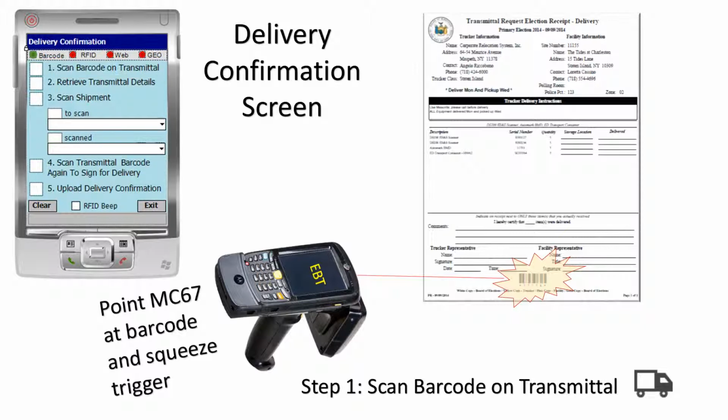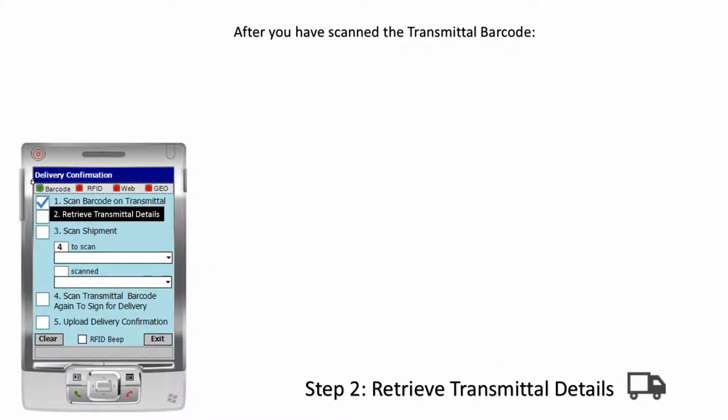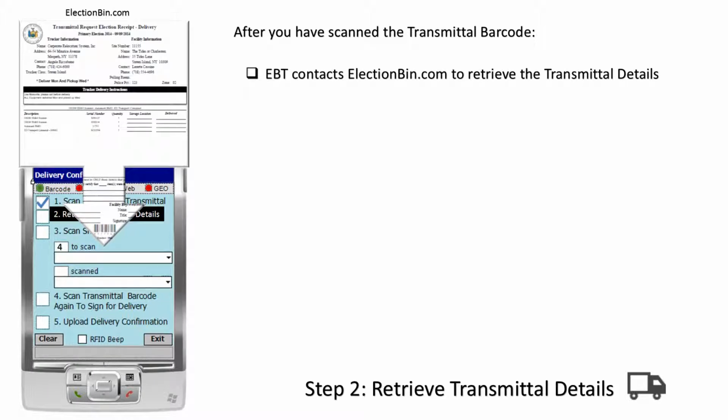We've streamlined EBT so that in a typical delivery, where all delivered items match the transmittal form, you should not have to enter anything into EBT from the keyboard or have to use the stylus for any reason. After you have scanned the transmittal barcode, EBT downloads the information contained on that transmittal from electionbin.com to the handheld device. This requires no action on your part.